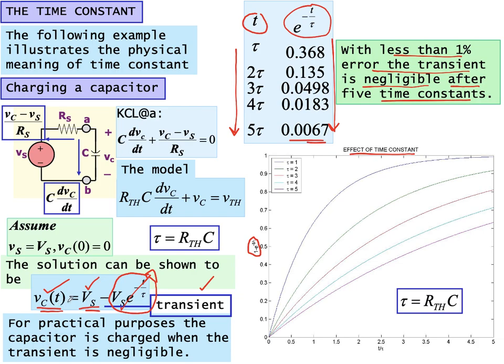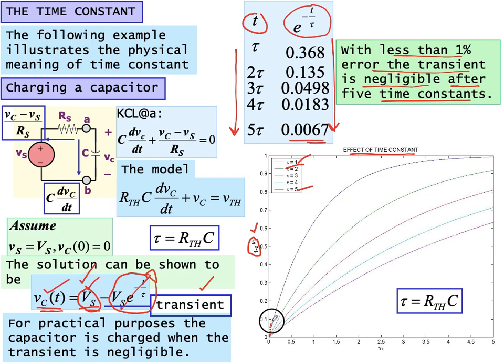So voltage across capacitor, assuming the voltage source is 1 volt, will be 1 minus e raised to power minus t by tau. So this is 1 minus e raised to power minus t by tau, and assuming we have 1 time constant all the way up to 5 time constants, we can see if the time constant is a smaller value, the transient response will die quicker, and the voltage across capacitor will quickly go to Vs.